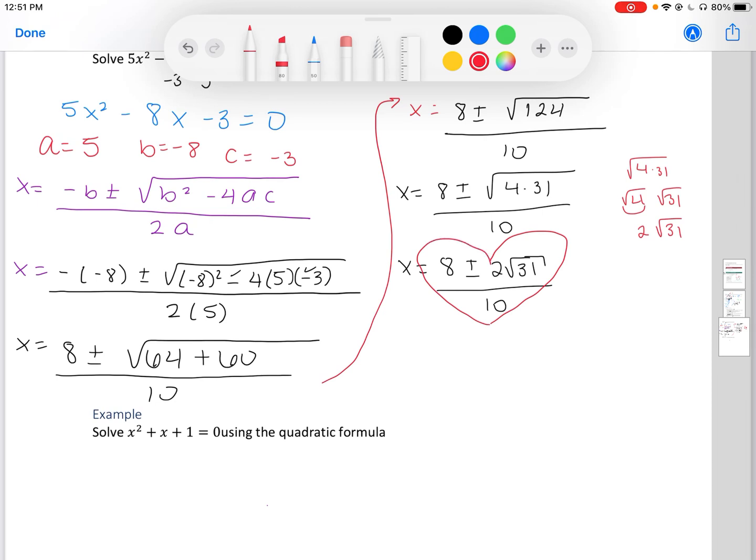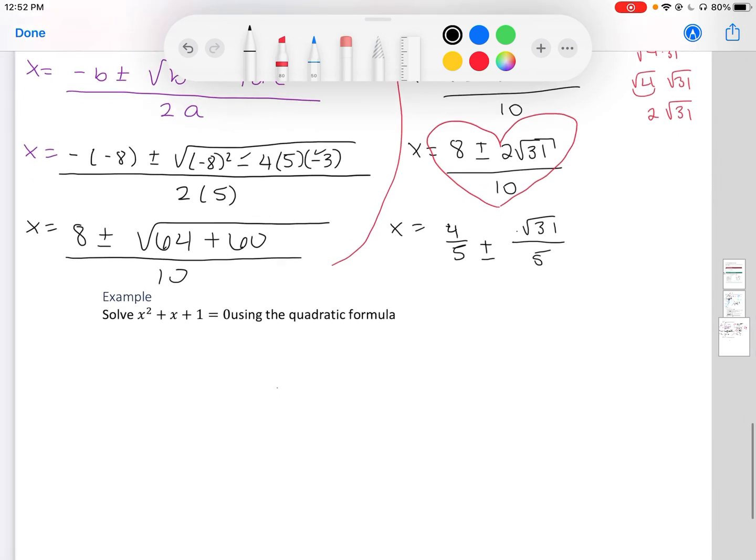So I'll draw a heart to help remember. So 8 divided by 10 is, well, it's a fraction that we have to simplify. So we get 4 over 5 plus or minus square root of 31 over 5. You can write them together or separately.